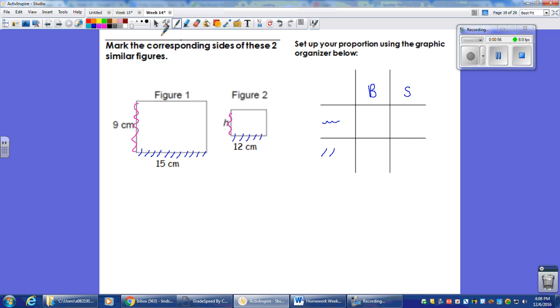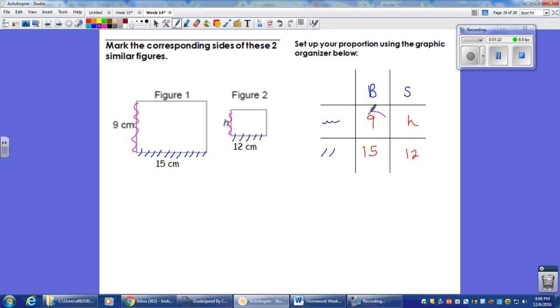So when I look at the big rectangle, what do the squigglies represent? If I look over here, that's represented by 9, so I'm going to put a 9 right here. Now looking at the big figure, the dashes are represented by 15, so I'm going to put 15 on the bottom. Over here, looking at the small figure, the squigglies are represented by H, and the dashes are represented by 12. So now from here, what we're going to do is just what we've always done.